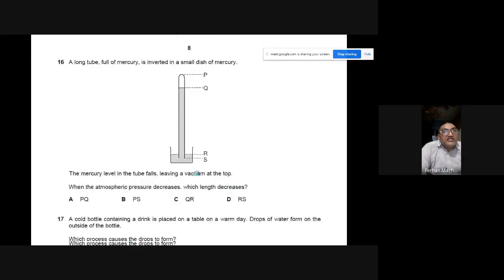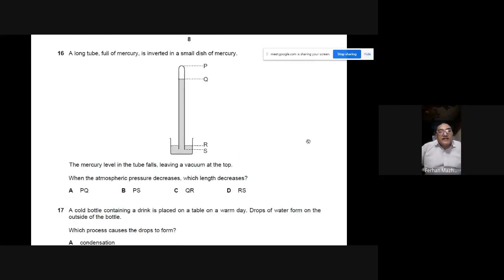Question number 16 is on your screen. It's a diagram of a simple barometer. The barometer is an instrument used to measure the atmospheric pressure. And in the barometer, the length QR, from the level of the mercury in the tray to the top of the mercury level in the tube, represents the atmospheric pressure. If the atmospheric pressure is larger, this length QR will be larger. And if the atmospheric pressure is less, the QR length will be less.